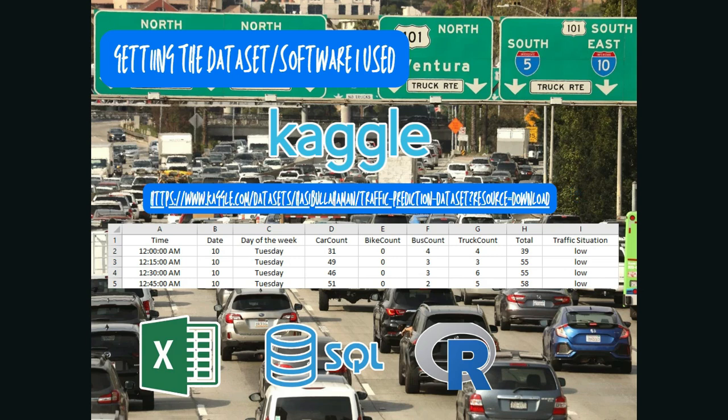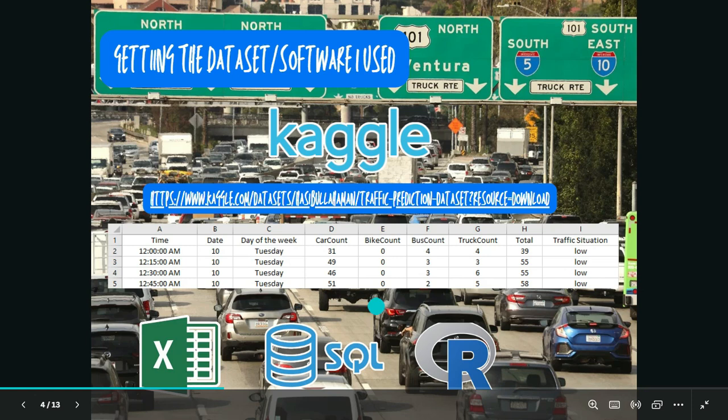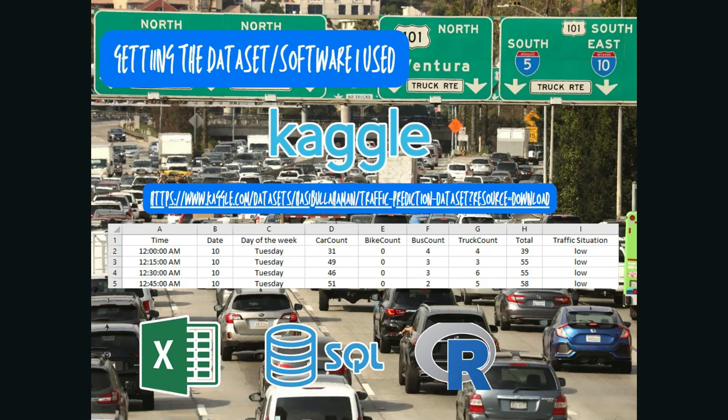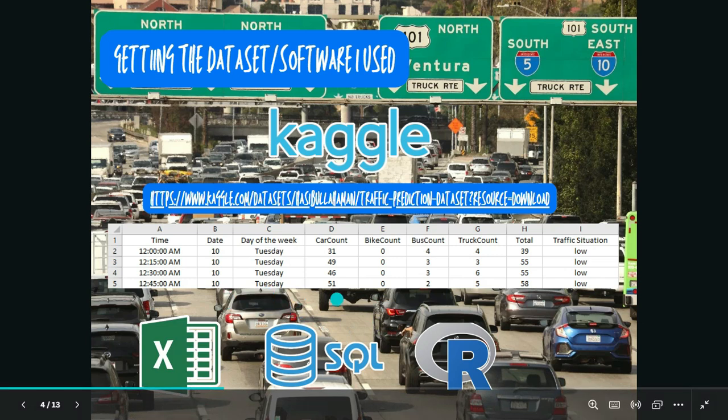So, getting the data set and the software used, I got this data set from Kaggle. It was a great data set for comparing traffic prediction, and here's the URL where I got it from. And this is the Excel spreadsheet. You can see the time indicates the time of observation in 24-hour format. There are approximately over 2,000 rows. So I wanted to just show you the first five.